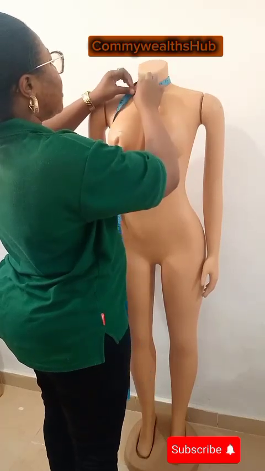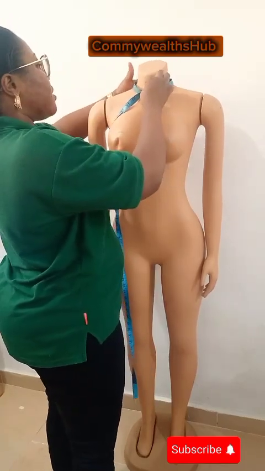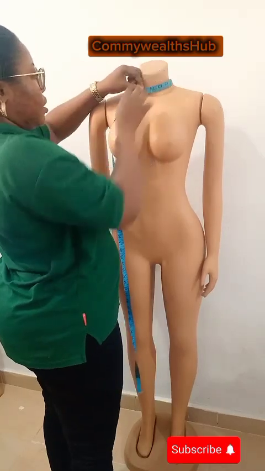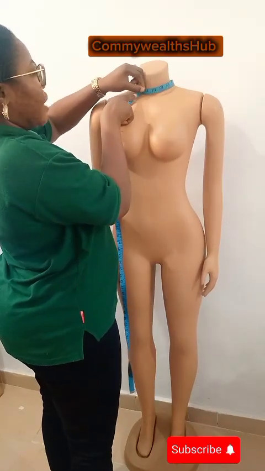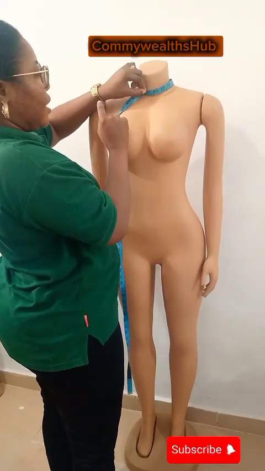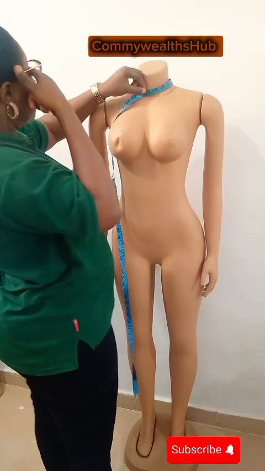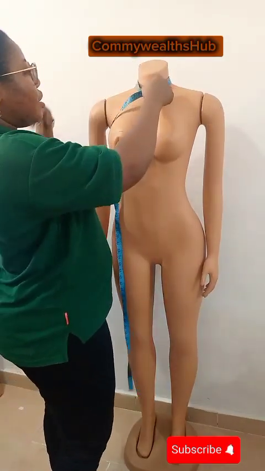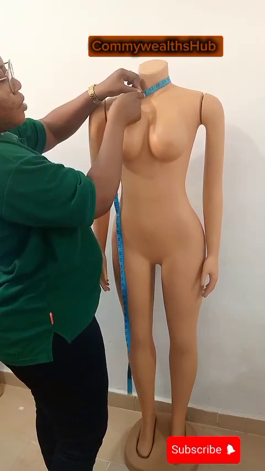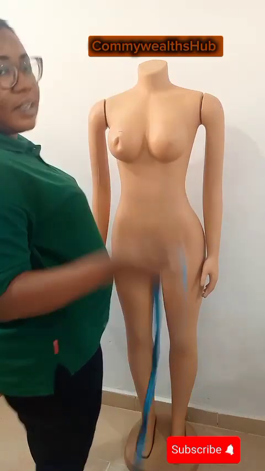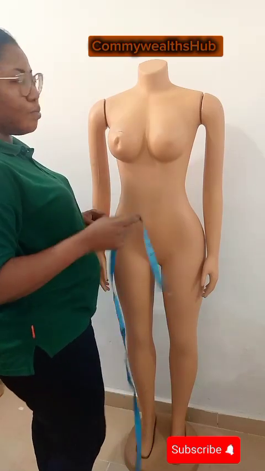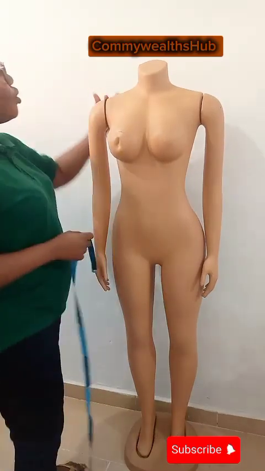Now, for this particular mannequin, the neck circumference is 15. See it? It's not too wide, it's not too small, and it's a bit free on the neck. Not too free, and it will still be smart at the end of the day. This is 15 inches, the neck circumference. The next circumference we are going to be taking is our armhole circumference.